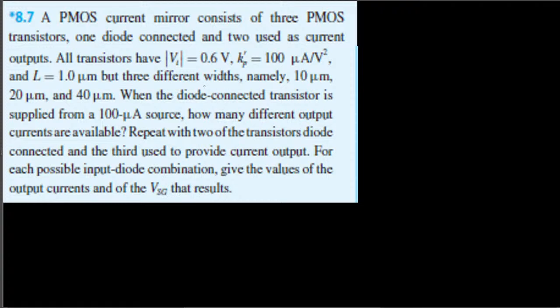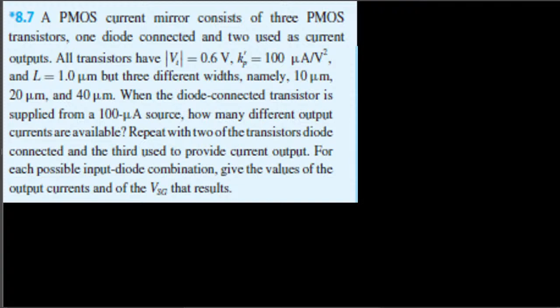Okay, so here first they said 1 is diode connected, 2 used as the current output. For that one we had to find out all the output currents. That's the first part of the question. And the second part of the question is asking to repeat the same one, but now make it 2 diode connected transistors and find out the output. And also they are asking us to find out the VSG value for those as well. Okay, now let's see how to do that.